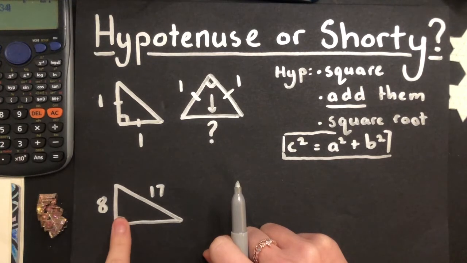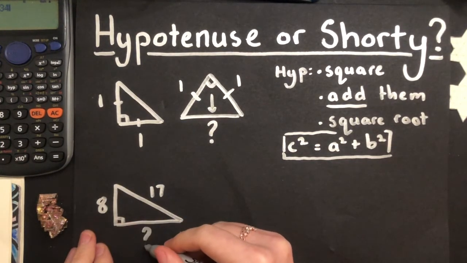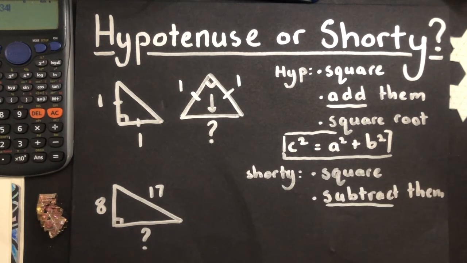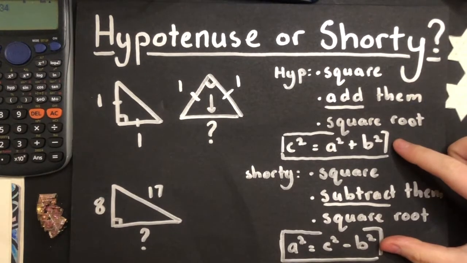On this triangle here, these lengths look very similar, but this one is touching the right angle, which means it is not the hypotenuse. The 17 is the hypotenuse, and we're trying to find a shorty. When you want to find a short side, your steps are square the sides you know, subtract them, and square root. In algebra, this is usually shown a squared is equal to c squared minus b squared. These two formulas are the same, they're just rearranged. Usually c means the hypotenuse, but you can use whichever letters you want.